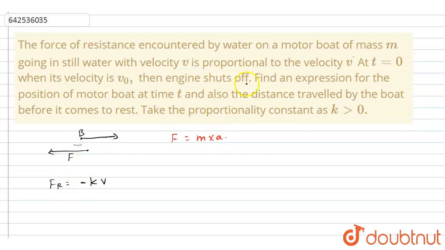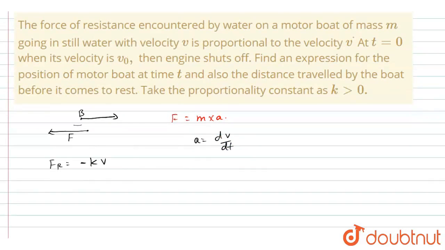Here the acceleration is a equal to dv by dt. So velocity with respect to time is acceleration, and I am going to substitute it here. So minus kv equals m into a, that is, force equals mass m into acceleration dv by dt. This is what we are equating here.